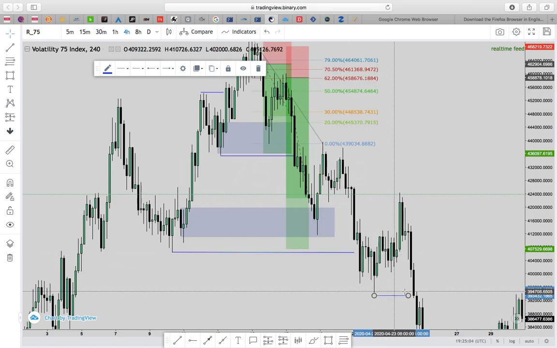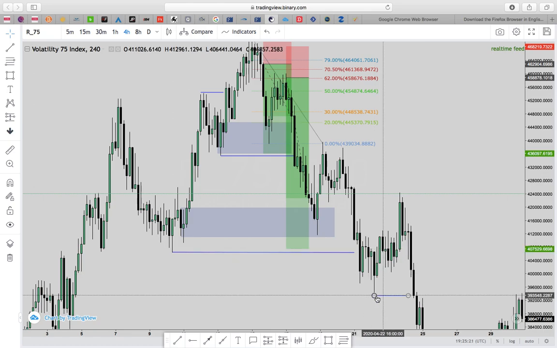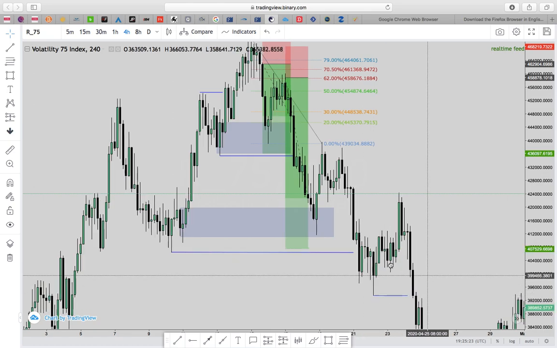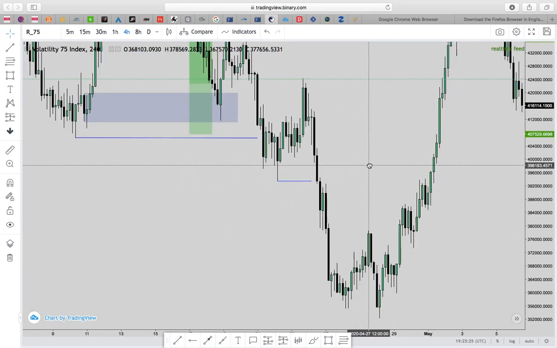Then the market creates a new level, like a new liquidity level. Then the market went up. Where did the market go? You see? Some people will say, okay, this is a neckline. Then what does the market do? The market drops again. When the market is dropping, where is the target? The target is to take out this liquidity. And check what happened.